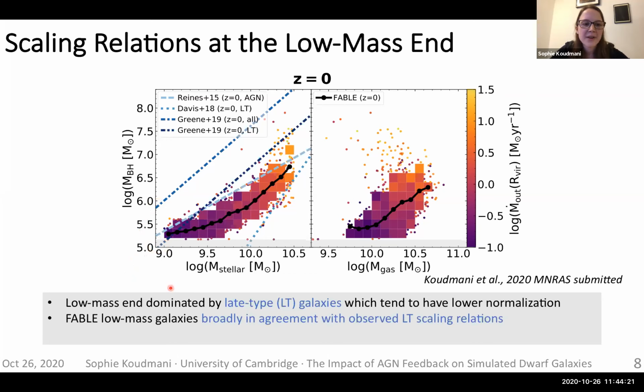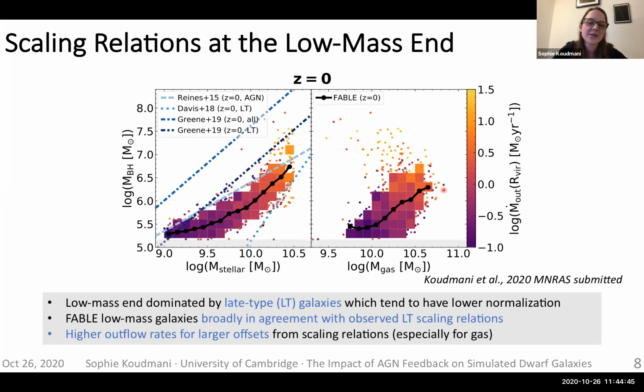So we find that the FABLE low-mass galaxies are broadly in agreement with the observed late-type scaling relations, but they are undermassive compared to most of them. So this yet again hints at the fact that the black hole growth in FABLE might be unphysically suppressed, so that we've really only got a lower limit of the impact of AGN.